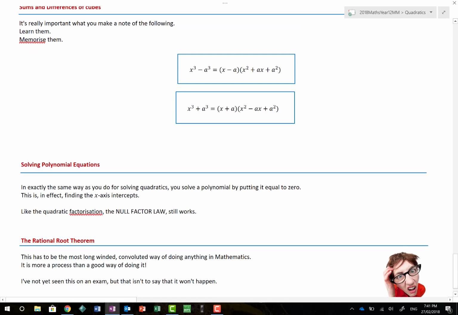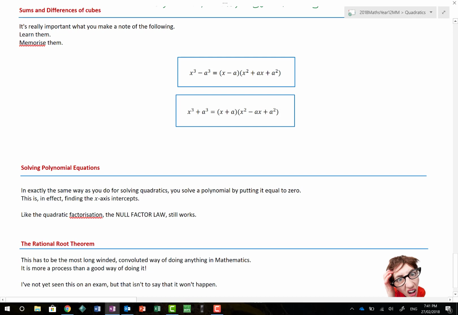But almost at the end, sums and differences of cubes. Basically, memorize these. They are incredibly important. Where we had a squared minus b squared is equal to a plus b times a minus b.